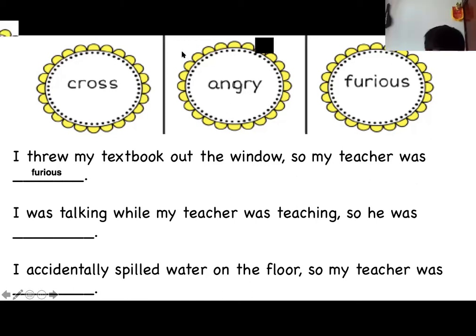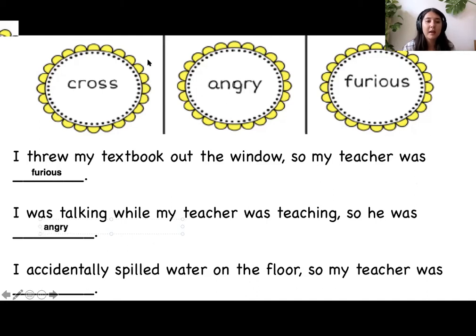I think it's accidentally. Very good, well done. So the word I'm looking for here would be cross. I accidentally spilled water on the floor, so my teacher was cross. And the reason I'm using the word cross here is because Noob got it right. Have a look. This word accidentally is an adverb. And if you do something accidentally, it means you didn't mean to.